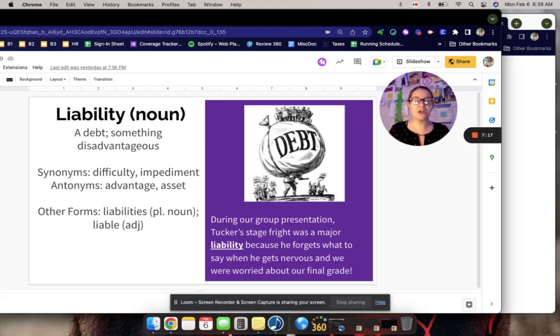And in our sentence, during our group presentation, Tucker's stage fright was a major liability because he forgets what to say when he gets nervous, and we were worried about our final grades. So if you have a group and one of the people in your group gets really nervous and can't really talk in front of people, that is a liability because you're working on a group presentation. So you might think of a situation where something about you or something about another person is somewhat disadvantageous, something that makes things a little more difficult for you in the long run.